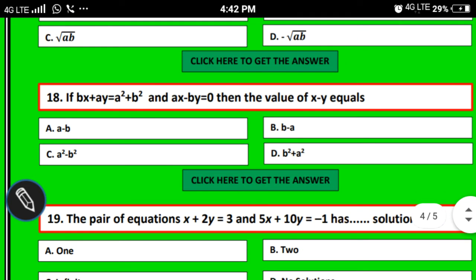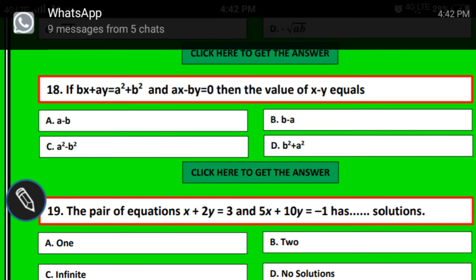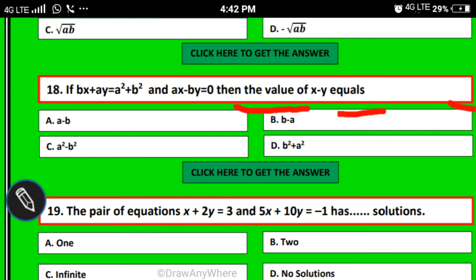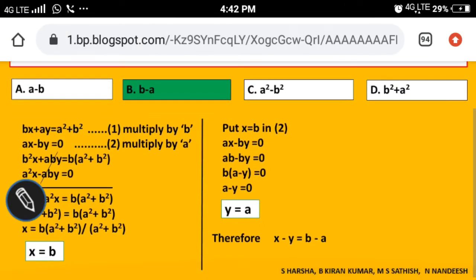Then 18th question: if bx plus ay equals a square plus b square and ax minus by equals 0, then find the value of x minus y. So the first condition is bx plus ay equals a square plus b square, and the second equation is ax minus by equals 0.